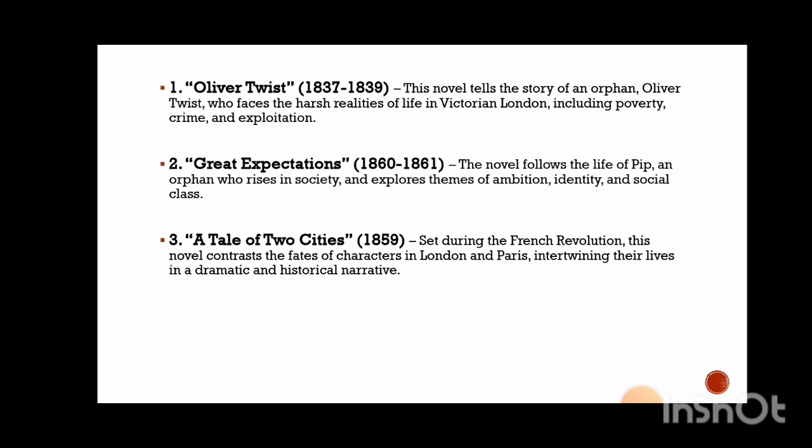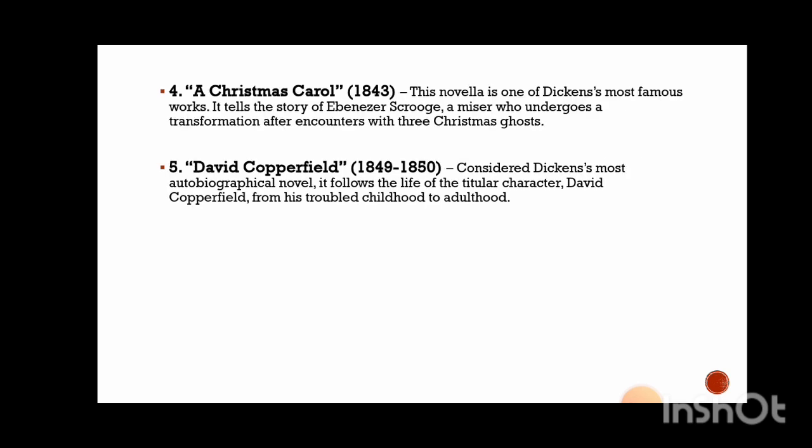Then the third one is A Tale of Two Cities, set during the French Revolution. The novel contrasts the fates of characters in London and Paris, intertwining their lives in dramatic and historical narratives. So he wrote on these things. On the fourth number, A Christmas Carol. This novella is one of Dickens' most famous works. It tells the story of Ebenezer Scrooge, a miser who undergoes a transformation after an encounter with three Christmas ghosts.